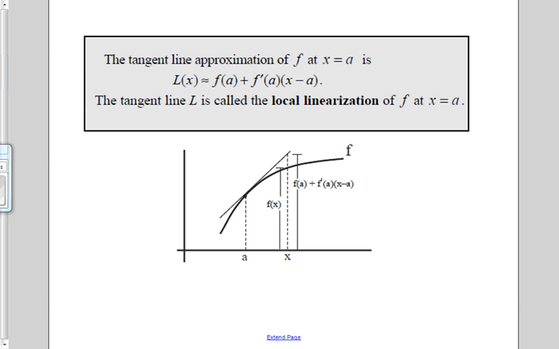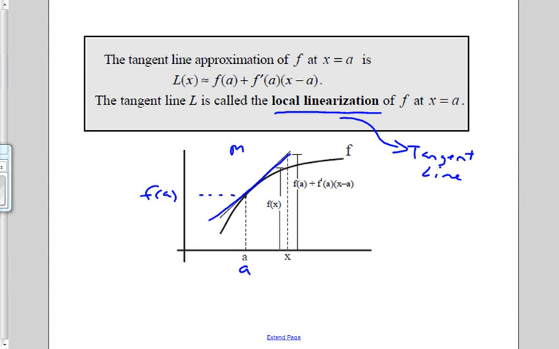This is written just slightly differently, but let's see how it really is the same thing. The local linearization, or the tangent line, are the same thing. And what we've done is, instead of using x1, y1, we're saying let's choose the point A, and it corresponds to f of A. And the slope of this line is the derivative of my function, f prime evaluated at A. Same thing as we just did.